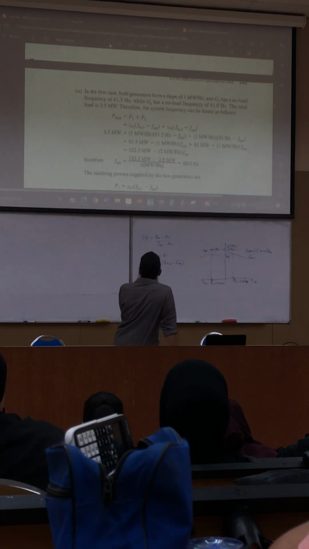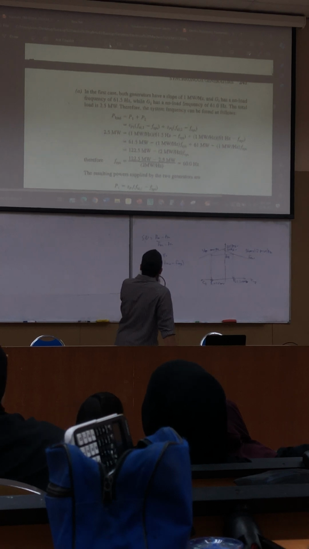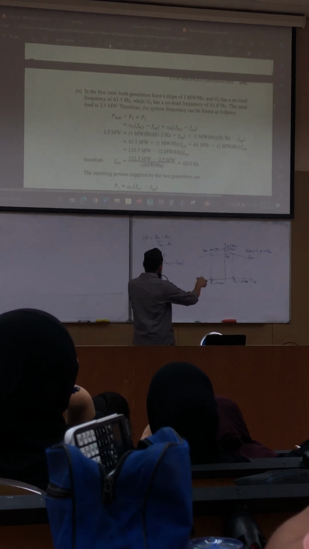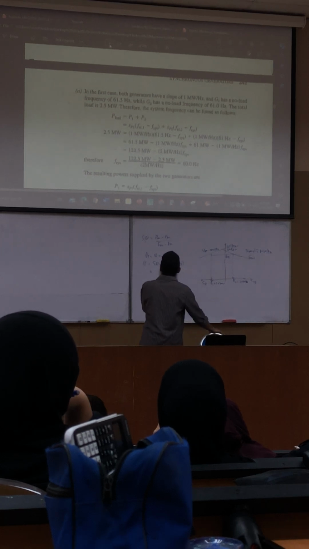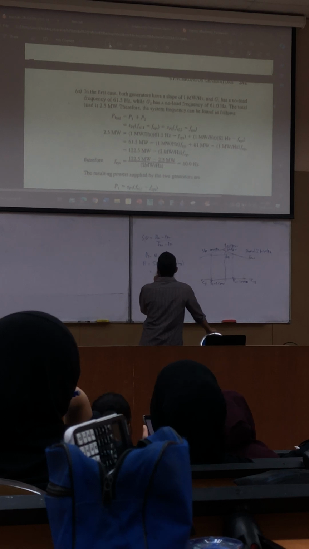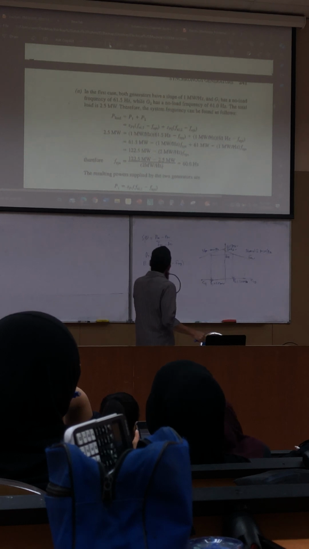So started over here with the slope, but we have changed the slope for the first one to 1.2 megawatt per hertz. Instead of 1 megawatt per hertz, you change to 1.2. So it has a no load frequency of 61.5. 61.5 plus 6.